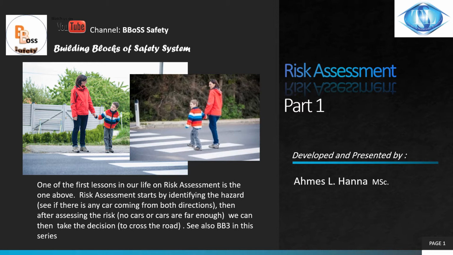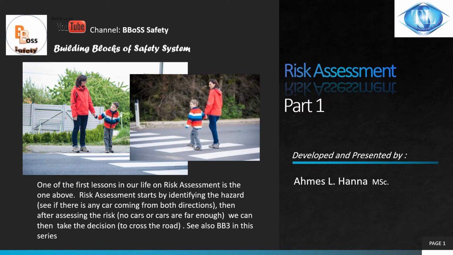One of the first lessons in our life, as you can see in the picture, is when our parents, the first time, take us and teach us how to cross the road. Simply, they ask us to look both sides of the road. That is identifying hazards: cars, trucks, and so on. And then, if there are no cars coming from any direction, that is assessing the risk. Or if the car is very far, then we can cross. We keep looking on both sides again while we are crossing.